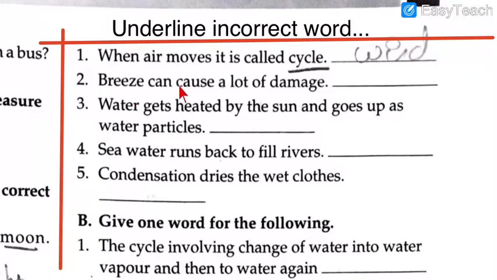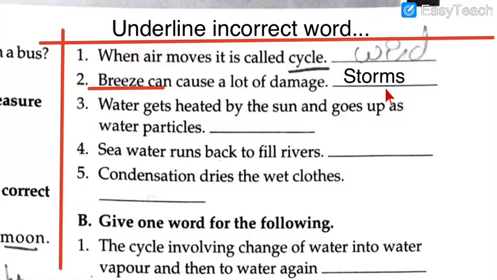Did you get the incorrect word from the sentence? I got it. Let me write the answer. Breeze is the incorrect word. So instead of breeze, what should come? Now if you remove breeze, dash can cause a lot of damage. So the correct answer is storms. Correct answer is storms.